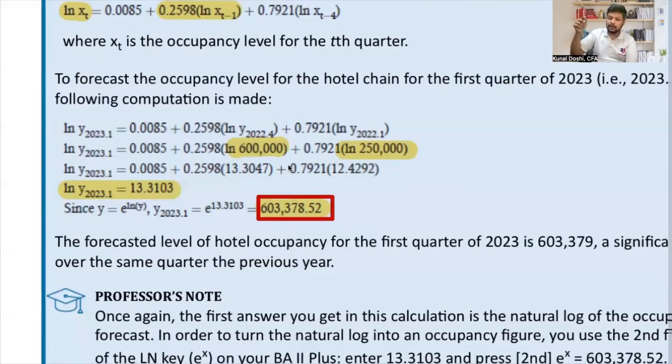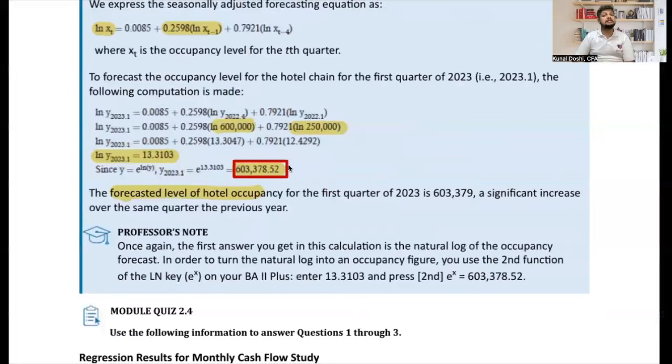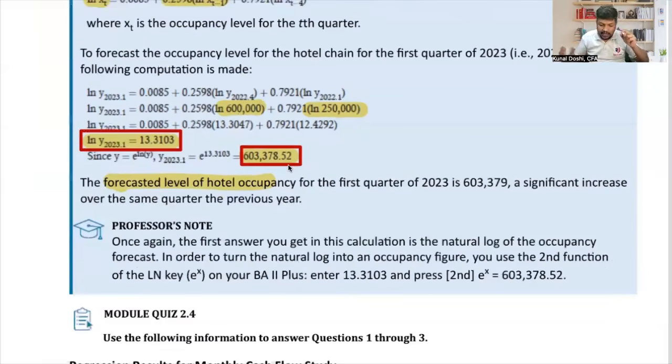If you use exactly 13.3102 second ln, you'll get this value. This is going to be the forecasted level of the hotel occupancy. This is how I incorporated the seasonal lag. Understood, everyone? Clear? What is the one step that we did here, guys? The final value that we got here, we need to do the exponential of both so that we get the y, right? So we press second ln. When you press second ln, that is exponential. Got it? Now, let us do a question related to seasonal lag, everyone.